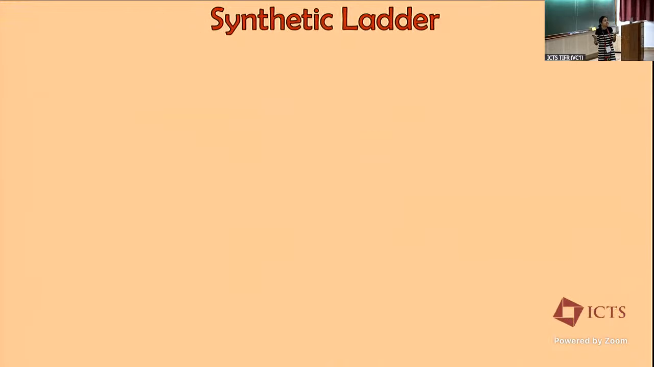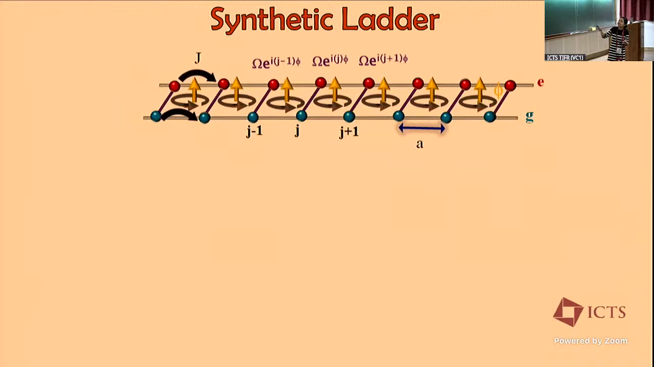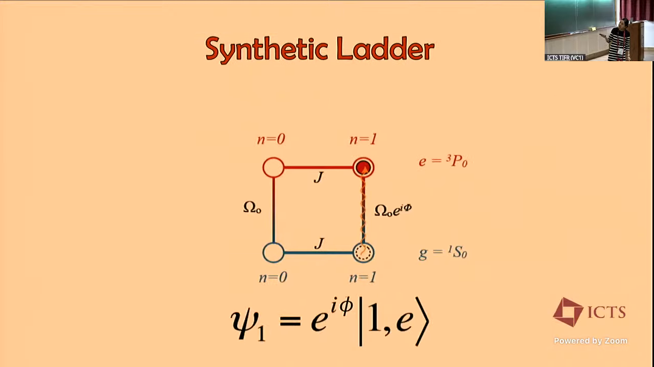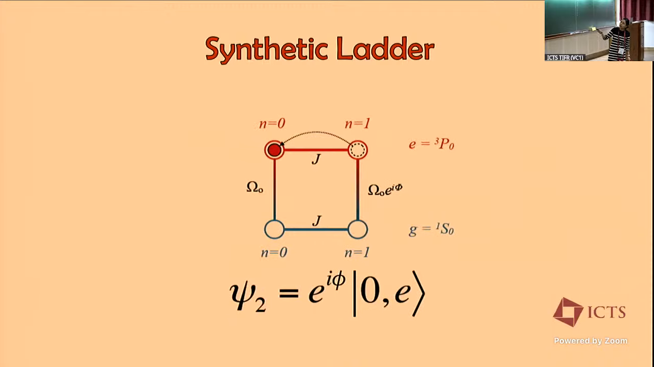Another way to visualize the same idea is with what is called a synthetic ladder. In a synthetic ladder, we have the ground and excited state as the two legs of the ladder, and they are coupled by the laser, because an atom in the ground state can become an atom in the excited state by absorbing a photon. But the important part is that the laser has different phases depending on the position on my ladder. If I start with an atom in the ground state, I absorb a photon to go to the excited state at lattice site 1. Then my atom can tunnel from the excited state in lattice site 1 to lattice site 0.